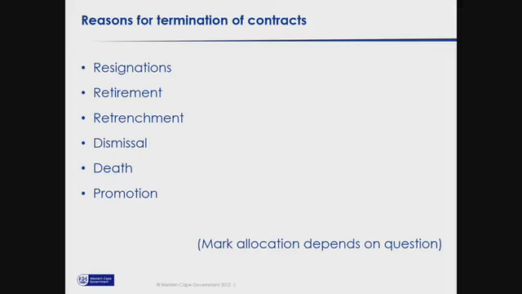Now again, it depends on how the question is asked. If they just say list the different reasons for terminating the contract, then that's going to be worth 1 mark, and then you can just say resignation, retirement, retrenchment, dismissal, death, or promotion. Okay, so if they say just list or give or name, then you just mention it. You don't have to give a full sentence describing what you are saying.